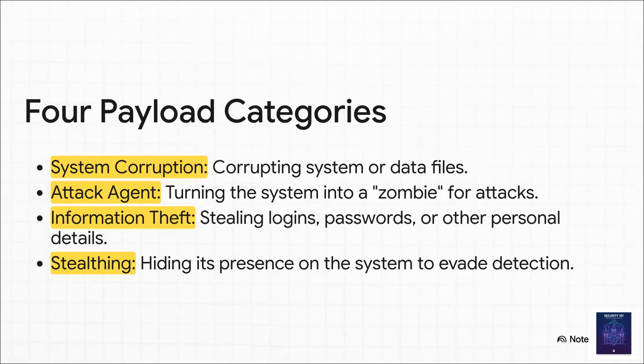You've got system corruption, which is just about pure damage, deleting files, scrambling data. Then there's attack agent, which turns your computer into a weapon for the attacker to use. Information theft is pretty self-explanatory. It's digital spying, stealing passwords, personal info, you name it. And finally, stealth is all about hiding, creating backdoors so the attacker can stay undetected and keep control.